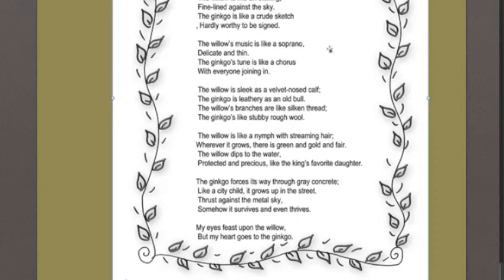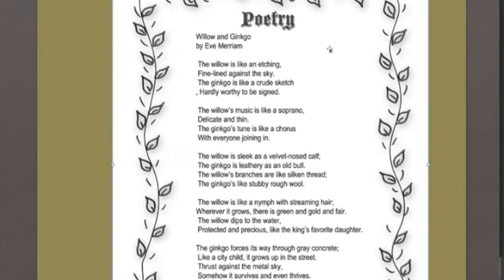So we're going to revisit this poem on your page, and as we read, I want you to underline the similes that you have found, each simile comparing the willow and each simile comparing the ginkgo, and then we shall discuss them and continue in part 2.